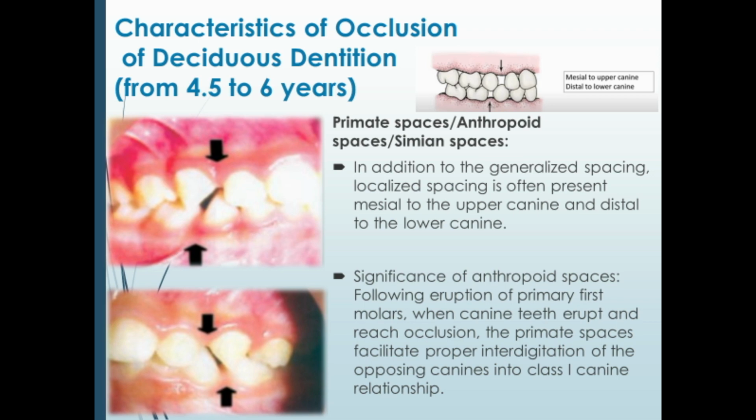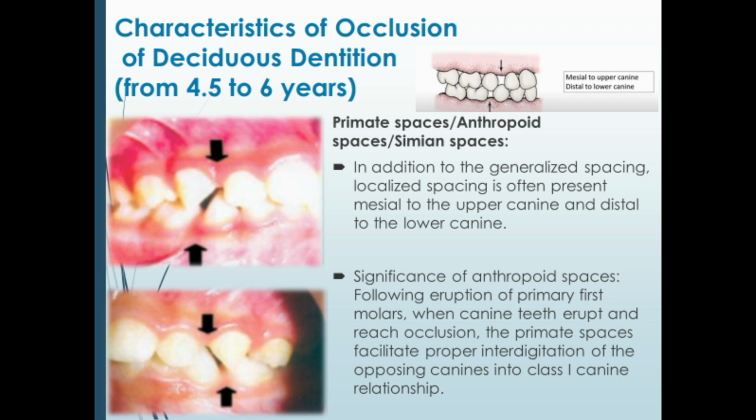In addition to the generalized spacing, localized spacing is often present, mesial to the upper canine and distal to the lower canine. Such spaces, originally described by Lewis and Lehman, are a normal feature of the permanent dentition in the higher apes, primates, and are present in the human primary dentition. These are usually referred to as the anthropoid spaces. Anthropoid spaces appear to be a more constant feature of the deciduous dentition.